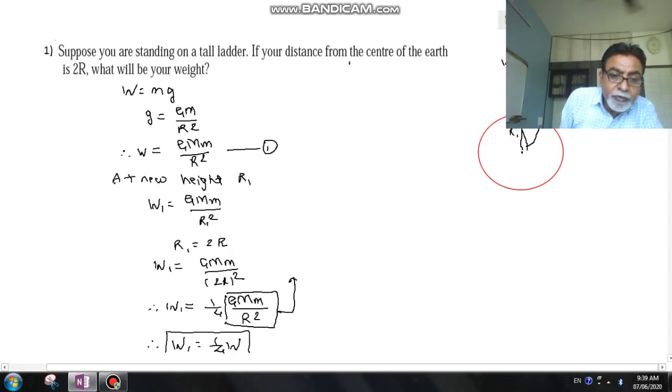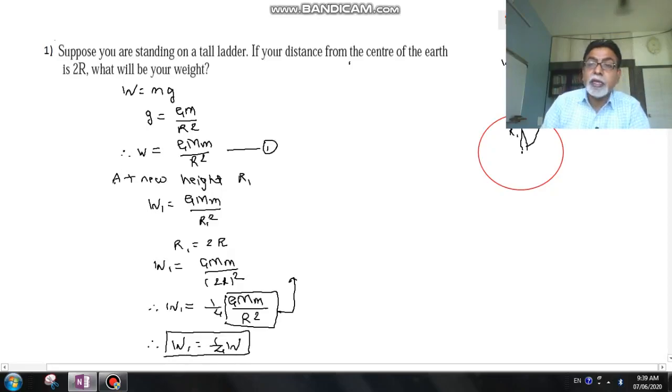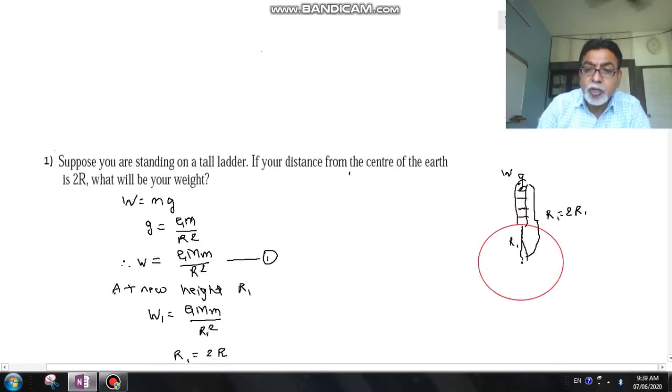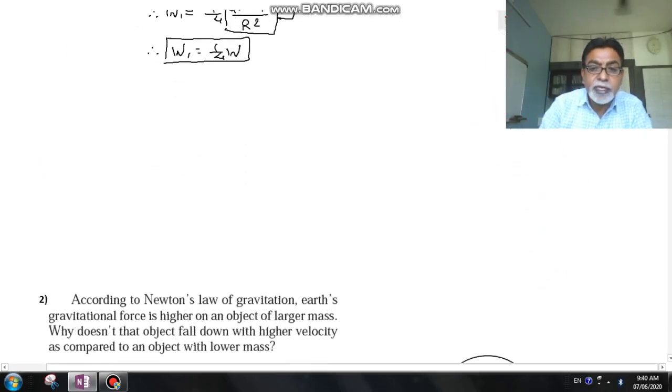Means your weight will become 1/4 of the weight that you have on the surface of the earth. Suppose on the surface of the earth your weight is 400 Newton. So what will it become here? It will become just 100 Newton, 1/4 of that. Okay, got it? This is our first problem.